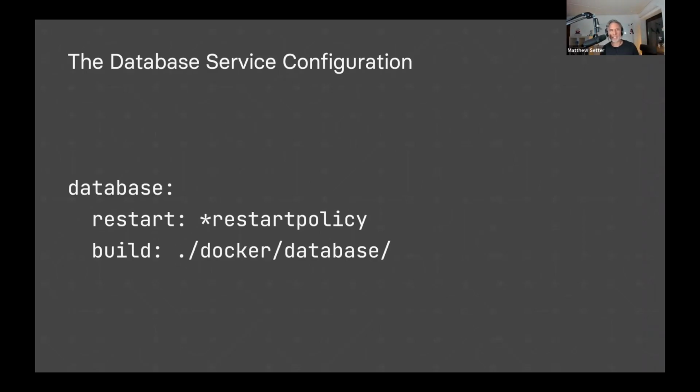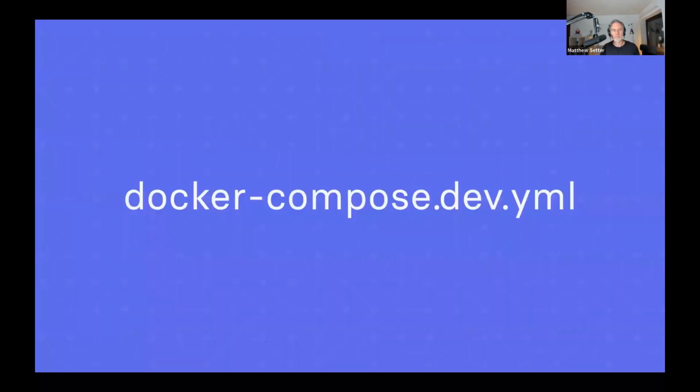Finally, for the database service, as with the other containers, it's given a name, which gives it a host name, and it's set to always restart unless stopped. This time, though, we're using the build directive to tell it to use the Dockerfile located in docker/database, which we stepped through before, for its build instructions.